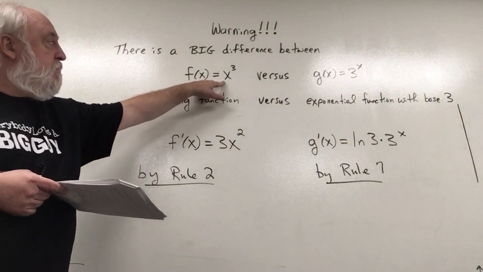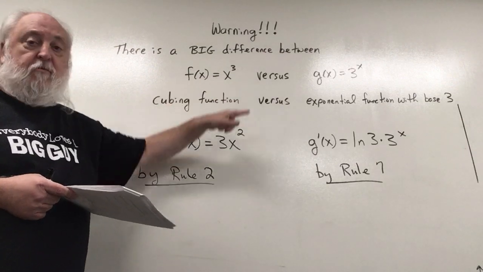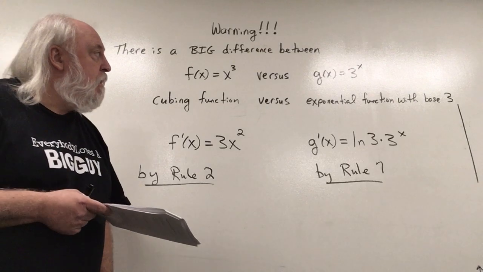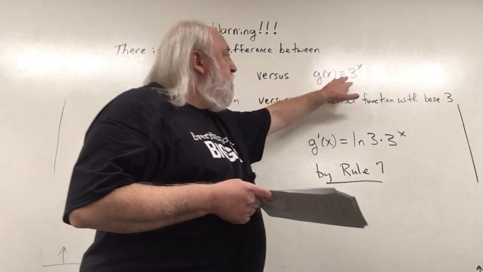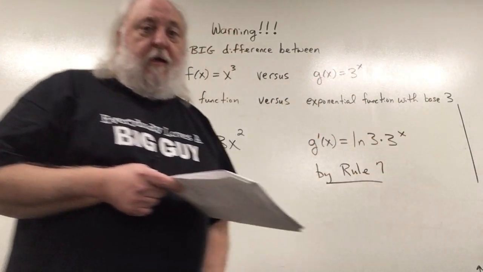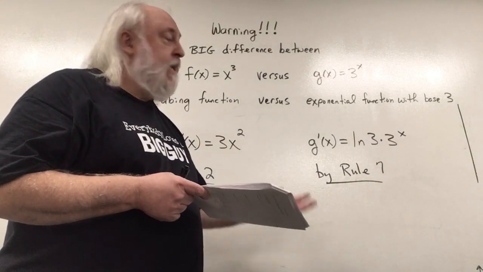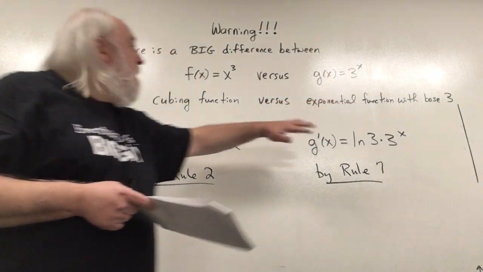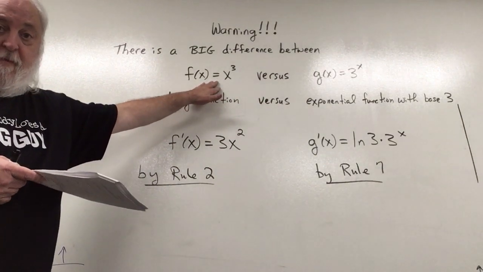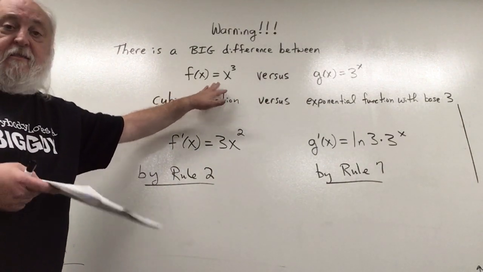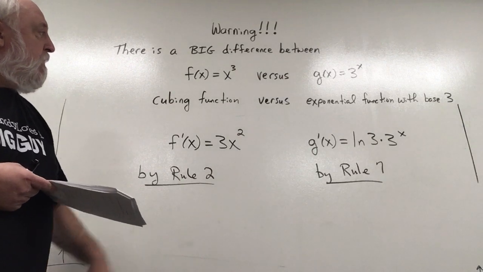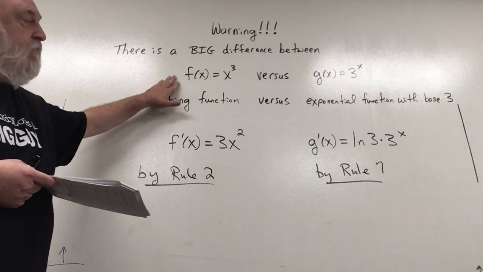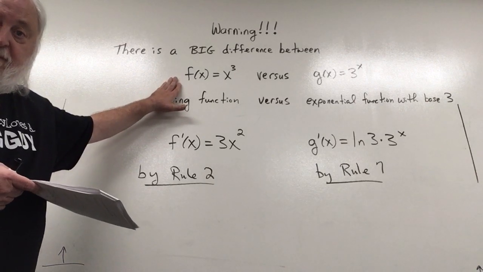So f of x equal to x cubed is an example of a power function, and g of x equal to 3 to the x power is an example of an exponential function. So this is an exponential function, this is a power function, based upon where the x is and where the 3 is. And since these are two vastly different functions, they have two vastly different derivatives.